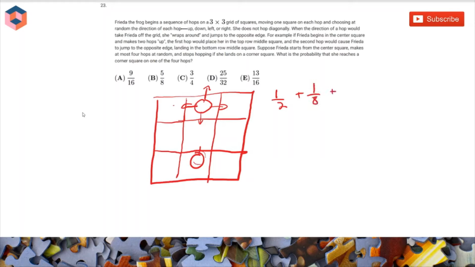Plus, she might go here. But if she goes here, that's already 1, 2, and 3 moves, and there's nowhere on the 4th move that the frog can go to a corner square from here. So with 1/4 chance, they might go back. And then once again, on that move, you have a 1/2 chance of picking a corner square, and you have to pick one there because that's your 4th move. Otherwise, that's it for her. So we have 1/4 times 1/4 times 1/2, which gives us 1/32. You just put parentheses around that. Okay, so we looked at that case.